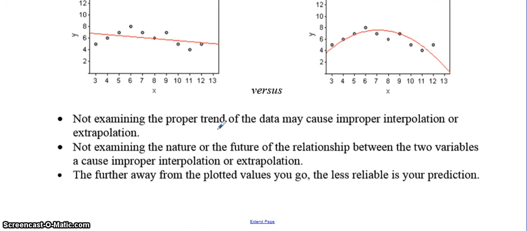Not examining the proper trend of the data may cause improper interpolation or extrapolation. Not examining the nature or the future of the relationship between the two variables can cause improper interpolation or extrapolation. The future meaning, if the trend line were to continue when you're getting into extrapolation, the trend may not continue past the data points. The further away from the plotted values you go, the less reliable is your prediction, because you are really just guessing what the points are going to be. You don't know for sure.